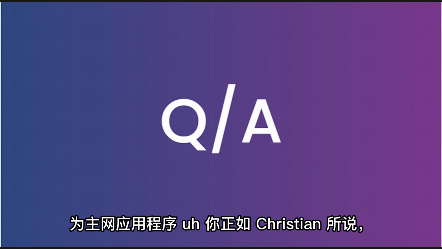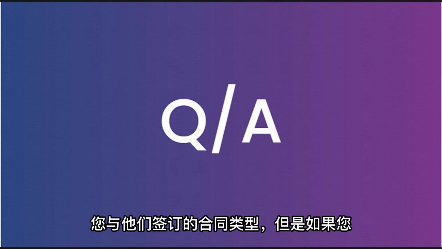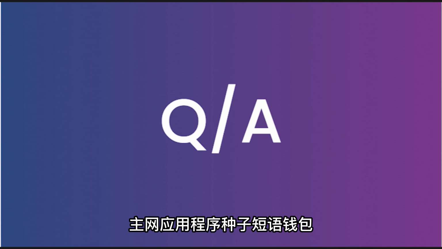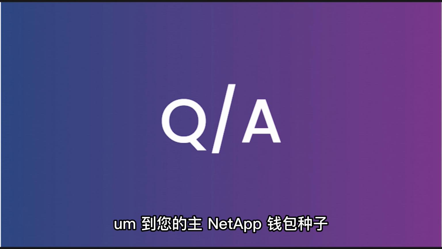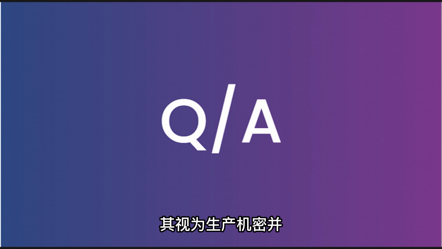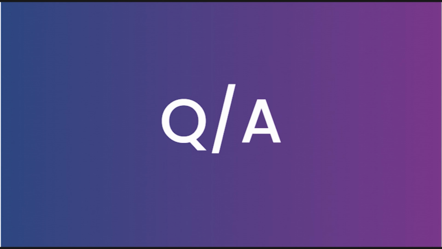Now, for the mainnet app, as Christian said, it depends on how you trust the developer and what type of contract you have with them. But if you do not want your developer to have access to your mainnet app wallet seed phrase, then what you can do is ask them to treat it as a production secret and make it configurable. And then when you are setting up the production app, which is going to interact with the Pi mainnet, you are the one setting up the mainnet app wallet seed phrase.